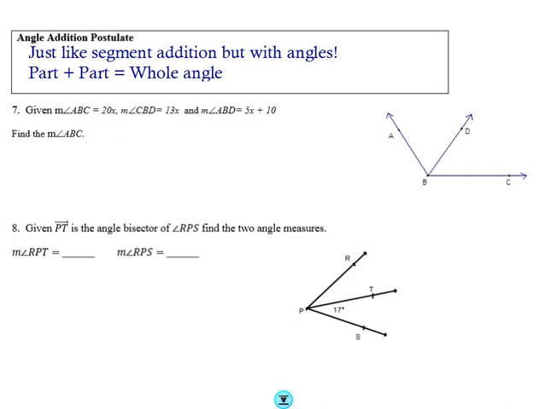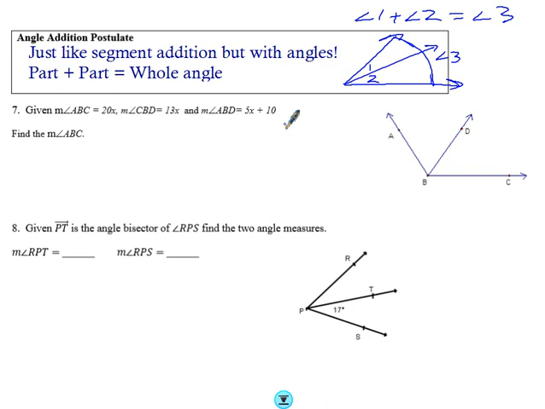Alright, the last little bit here that we're going to talk about is angle addition postulate. Last video we talked about segment addition, which was part plus part equals whole. This is the same exact thing except with angles. So if I have something like this, and I break up that big angle into two little pieces, let's say angle 1 and angle 2, I can say that angle 1 plus angle 2, and let's say this big angle here was angle 3, is equal to angle 3. That's all the angle addition postulate says.